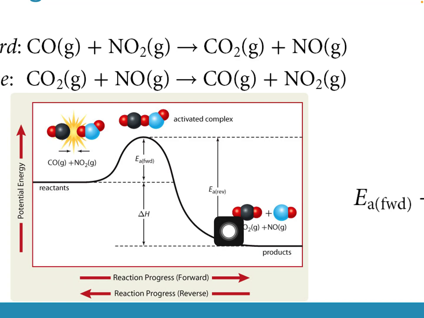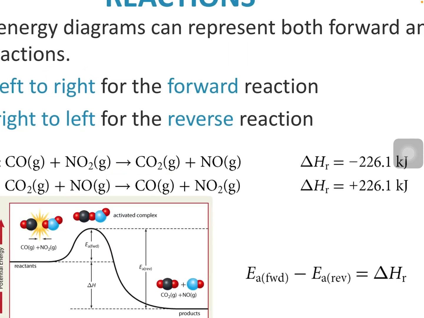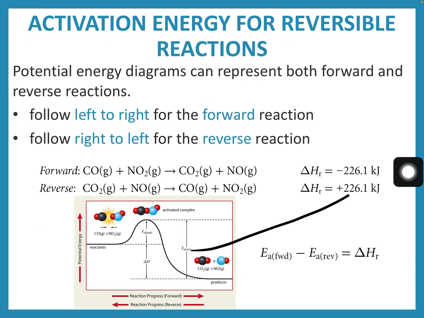So what we can see is the activation energy for the reverse reaction is equal to the delta H plus the activation energy for the forward reaction. Or another way of stating that would be that the delta H is equal to the forward reaction, so coming up here, and then subtracting the activation energy for the reverse. And that will leave me with the delta H for the reaction.